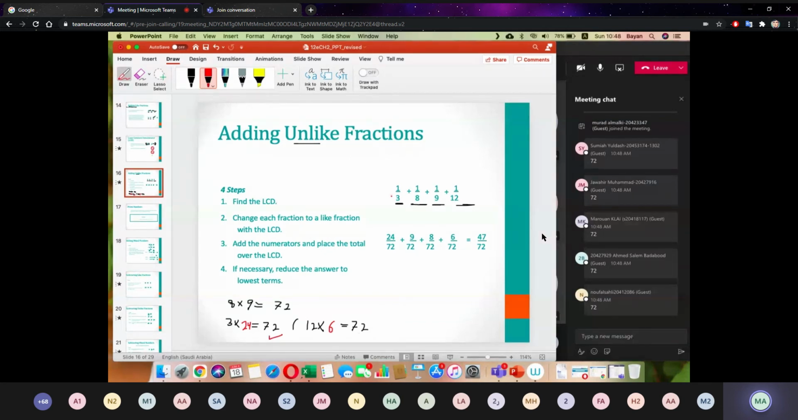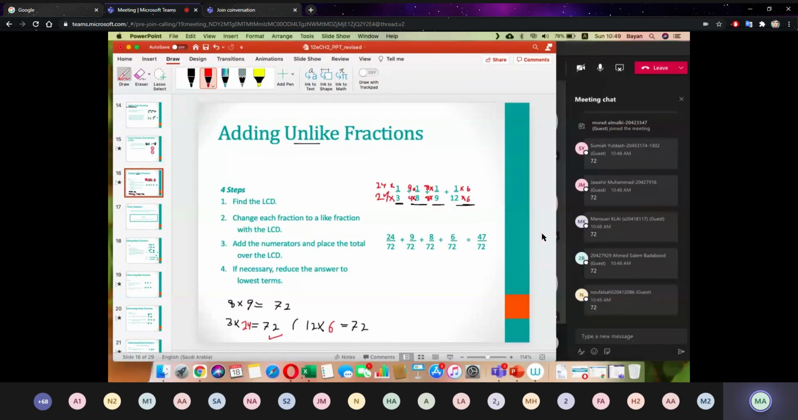So here, what are we going to do? You're going to multiply 3 by 24, and here also number 1, you multiply it by 24. Multiply 8 by 9. Here also we multiply by 9. Here we multiply by 8. Here also we multiply by 8. Here we multiply 12 with number 6. So we multiply 1 with 6 and 12 with 6.